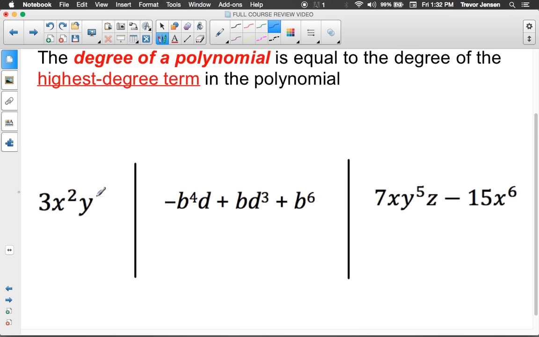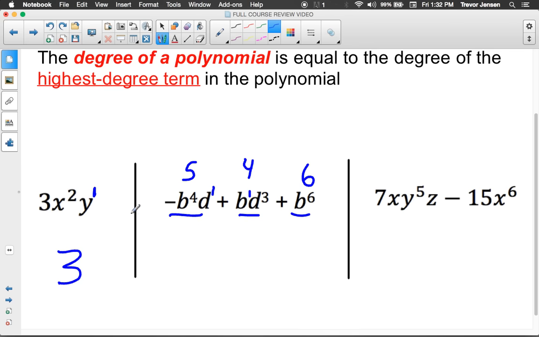So to find the degree of this term, we add the exponents on the variables. Keep in mind this y has a 1. So on the x and on the y, we add the exponents. 2 plus 1 is 3. So this term right here is degree 3. If we look at this next example here, what we have here is 3 different terms being added together. So we call this a trinomial. We could find the degree of each term. Like this first term here is degree 5. This second term here is degree 4, because that has an exponent of 1. And this third term is degree 6.